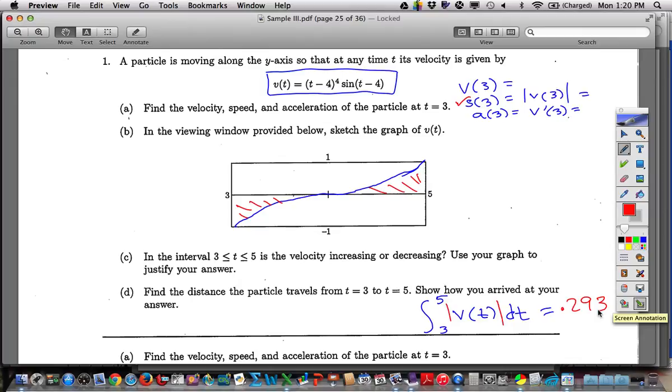That's total distance traveled. Now they don't always use the word total. Sometimes you just say the distance it traveled, that's the same as total distance traveled. The net distance traveled, or the change in distance, would have been the other. So we do have to keep those separate.